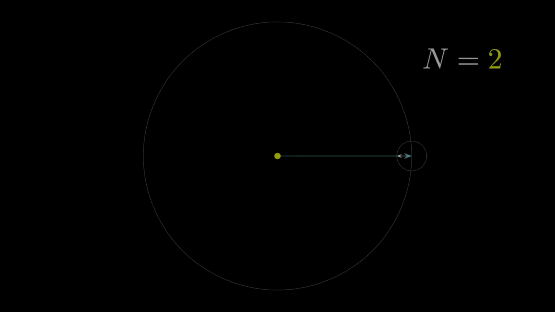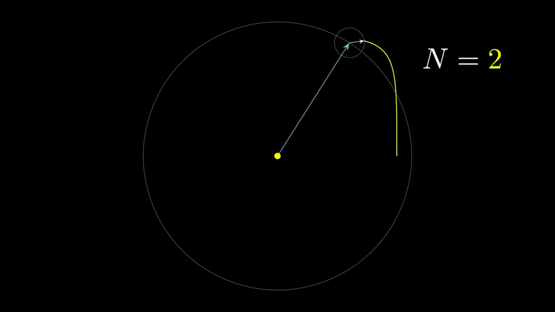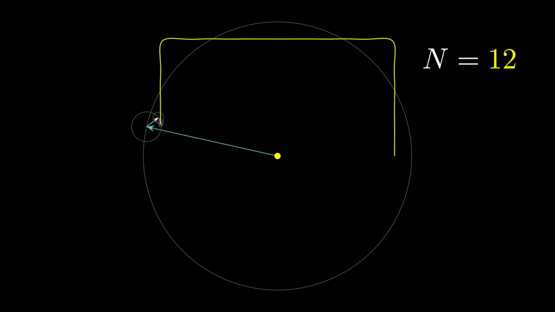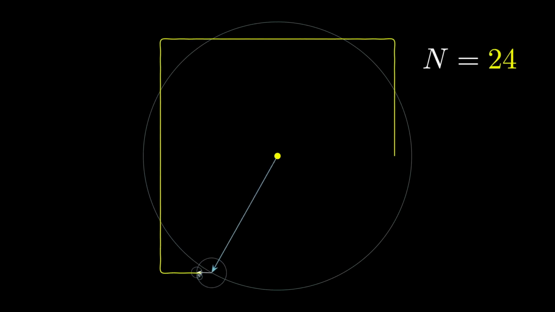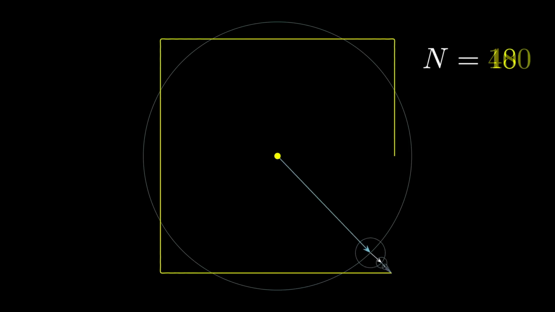Armed with this solution, we're now able to simulate the motion of the objects. If we sketch out the trajectory using only 2 objects, we get a shape quite similar to our trial and error solution. But as we add more and more moons to the system, we get better and better approximations to an actual square. And in the limit as the number of moons goes to infinity, the trajectory will converge to a perfect square.